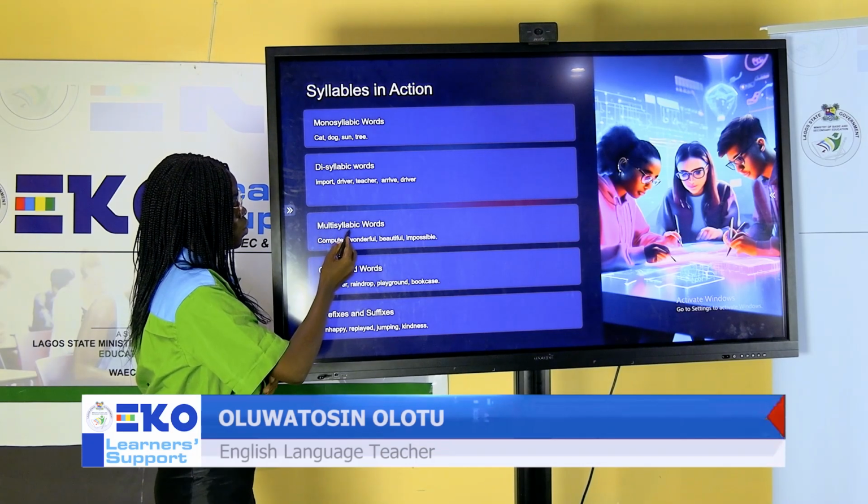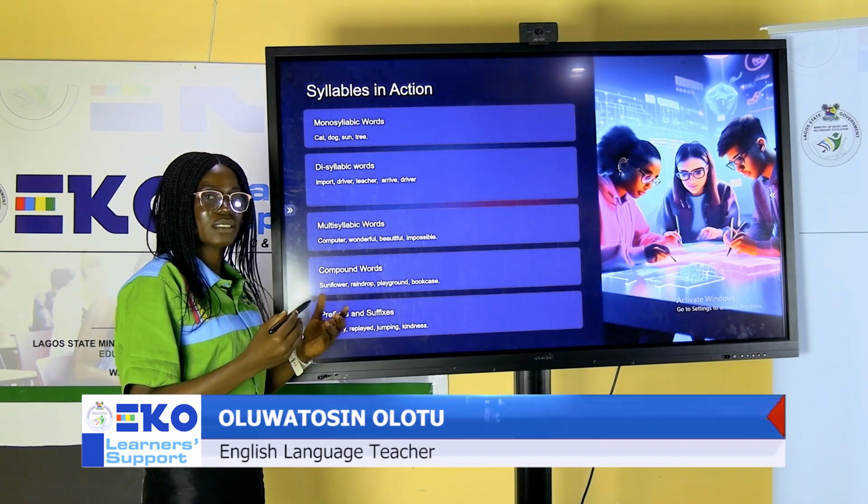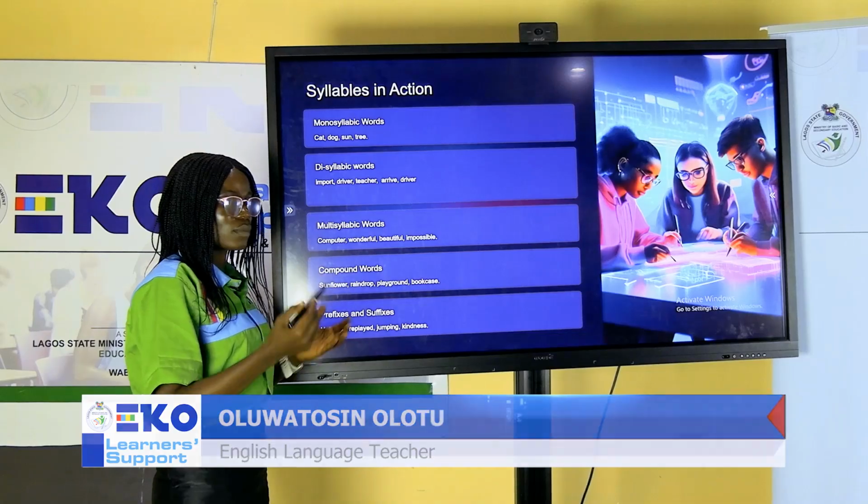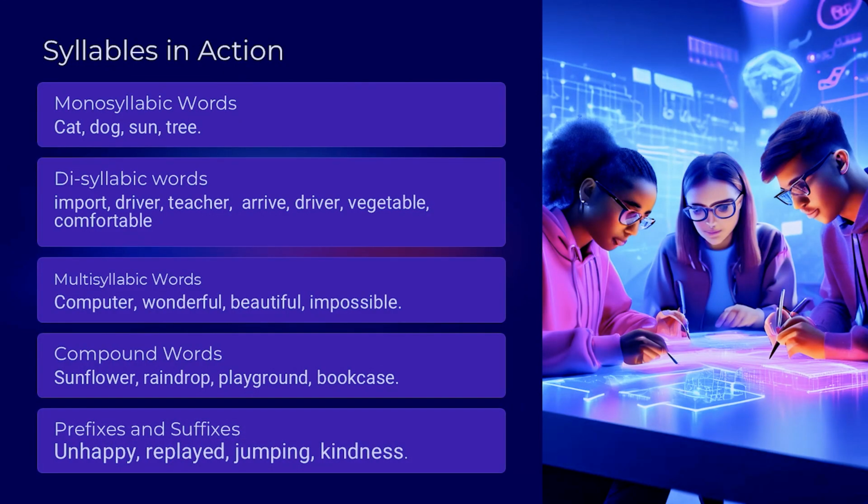Then multisyllabic words, that is words with more than 2 syllables. Computer. How many syllables do we have? We have 3 syllables in that particular word. Then we have wonderful, 3-syllable word. Beautiful, 3-syllable word. Impossible, multisyllabic word. So all these are examples of multisyllabic words.